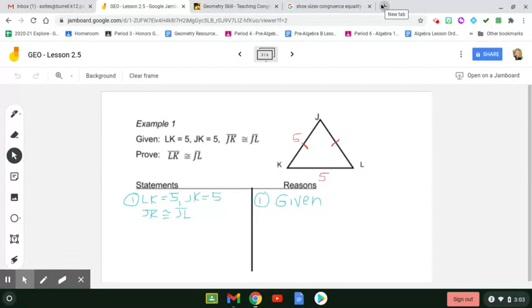Okay, so here's one thing that I'm noticing. If I look up here in this statement right here, I see that LK is equal to 5, and I know that JK is equal to 5. So what I'm going to do is go ahead and make this statement that LK is equal to JK. The reason I'm going to do that is because I'm going to cut out that middleman of 5 and go right into saying that LK is equal to JK.